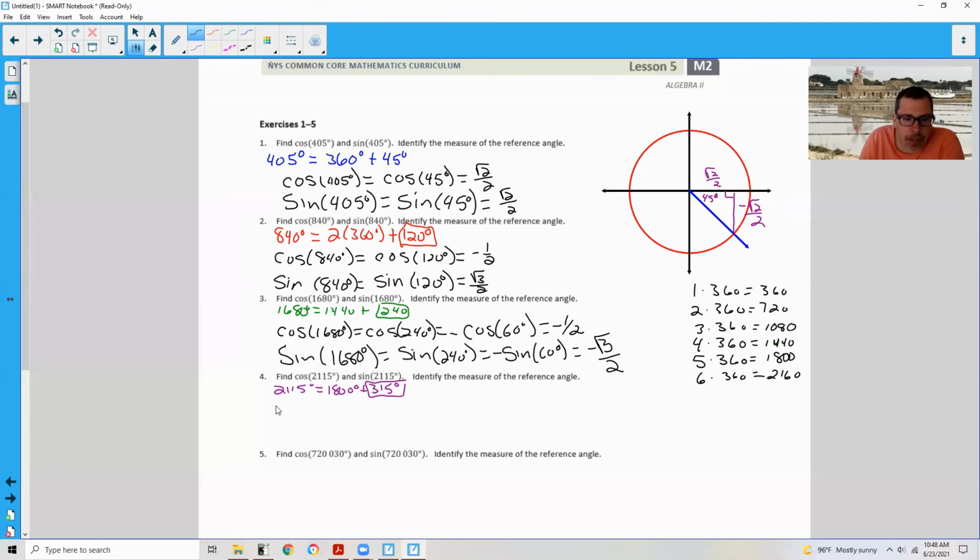So I say the cosine of 2,115 degrees equals the cosine of 45 degrees, which equals square root of 2 over 2. The sine of 2,115 degrees equals the negative sine of 45 degrees, which equals the negative square root 2 over 2.